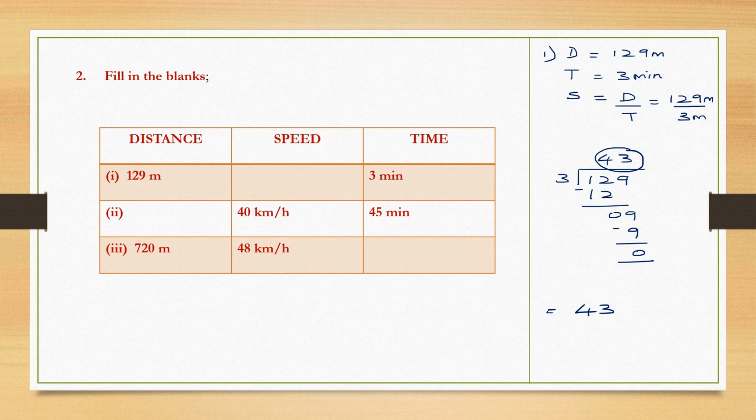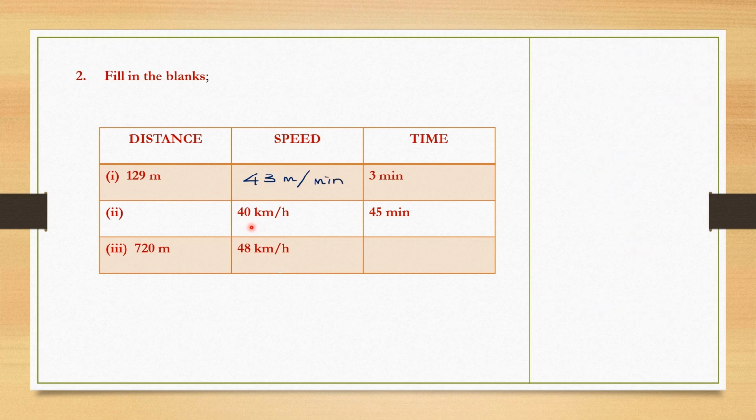Now go back to the unit. In the question we have meter, and then minutes is down, meter by minutes. That means this is meter per minute. So the first answer is 43 meter per minute. We can write it here, 43 meter per minute. This is the speed. Now in the second question, we have been given speed and we have been given time.